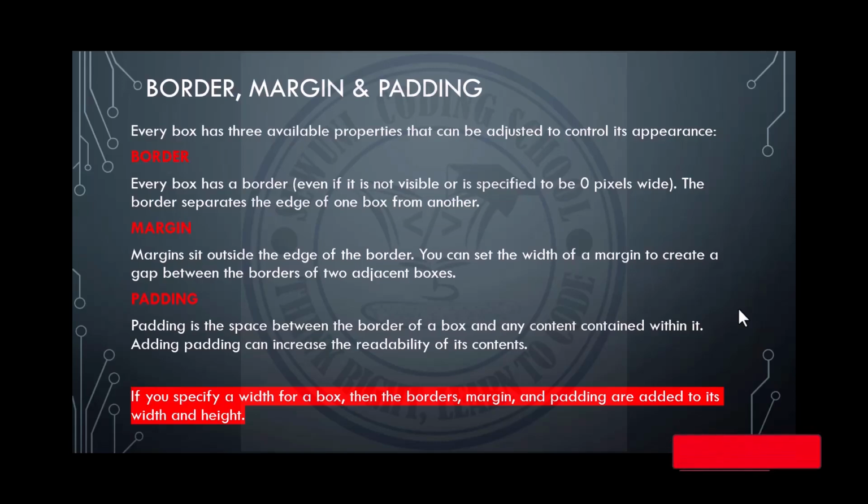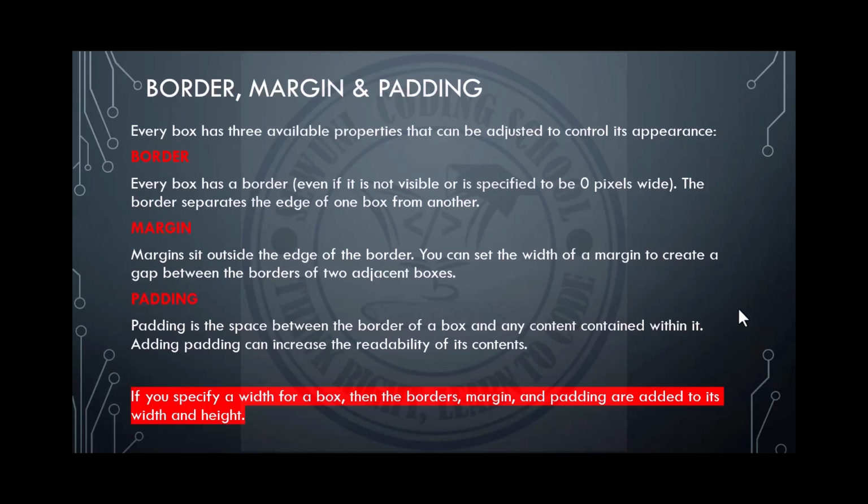Now, when we talk about margin, a margin sits outside the edge of the border, whilst padding is contained within. The margin is outside the border. It's used to set a gap between two different borders. So let's say there are 3 or 4 boxes, and you want to put a space between the first box and the second box, you use a margin. But if you want to put a space from the edge of the box to the content within the box, you use a padding.